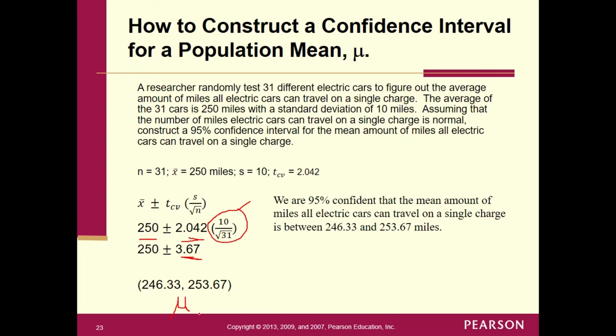What's our final step here? We have to do the interpretation. So we are 95% confident that the mean amount of miles all electric cars, right? Not the 31. We know what happened with the sample of 31. Now we are applying it to all electric cars. They can travel on a single charge between the two numbers that we found with our confidence interval. So when making a confidence interval for mu, make sure you use the t-table for the critical value.